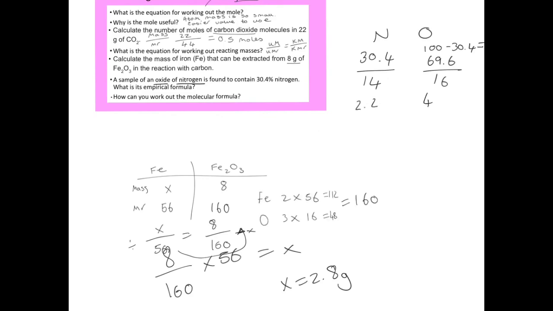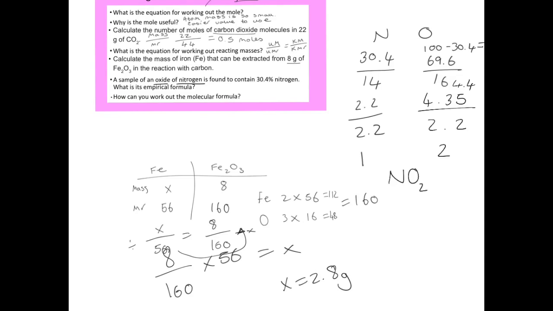Okay, so divide them and then you get 4.35. Then divide by the smallest, the one for nitrogen is smaller, so you do 2.1 and 2.2. With rounding, because you could round that to 4.4 to make your calculations easier, that would be 2. So that means you've got 1 nitrogen and 2 oxygens, and that's the empirical formula.